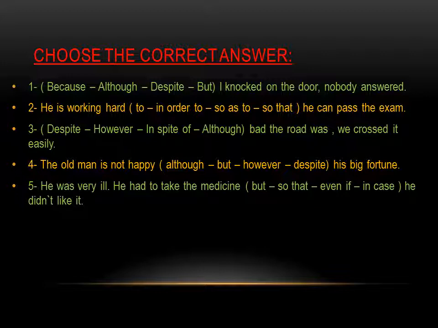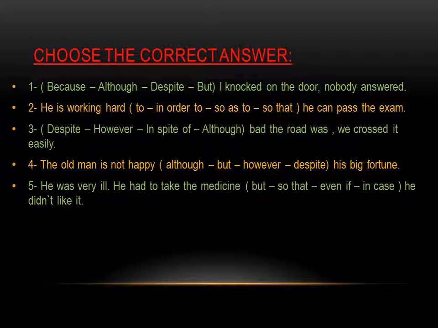Why although? Because we explained this point before: if you want to use although you should use a clause after although. So I knocked here, this is a clause. But if you want to use despite, it would be despite knocking on the door, nobody answered. So the right answer here will be although. But doesn't come at the beginning at all, it comes in the middle of the sentence, not at the beginning. So the sentence will be although.